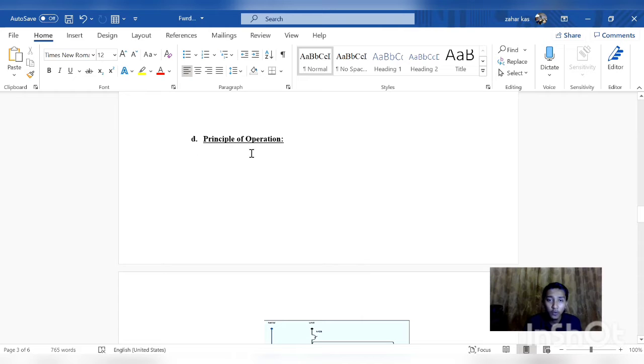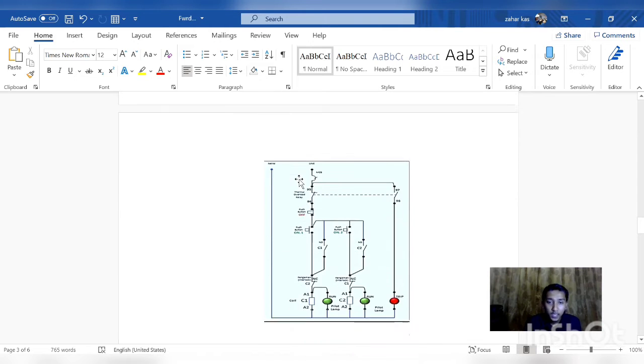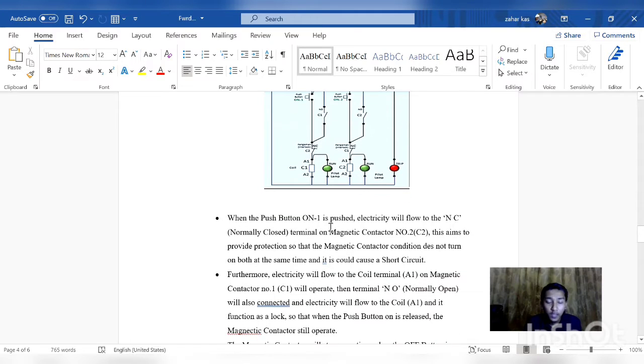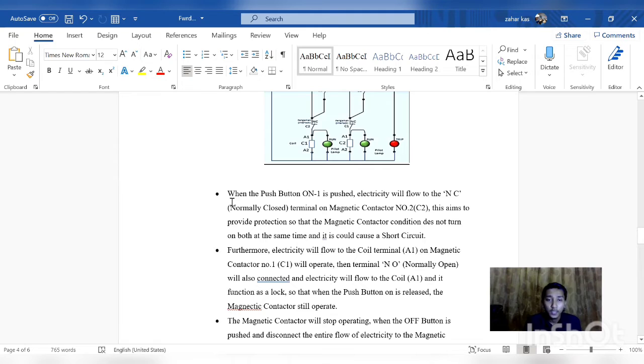Next, principle of operation. This is the diagram for forward reverse. First, when the push button one is pushed, electricity will flow to the normally closed terminal on magnetic contactor number 2. This aims to provide protection so that the magnetic contactors do not turn on at the same time, which would cause a short circuit.